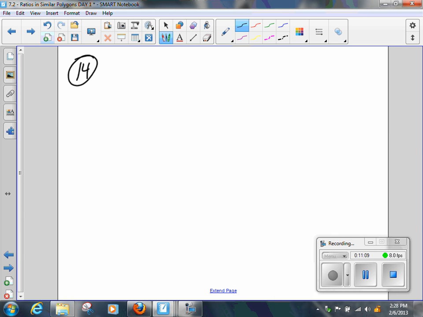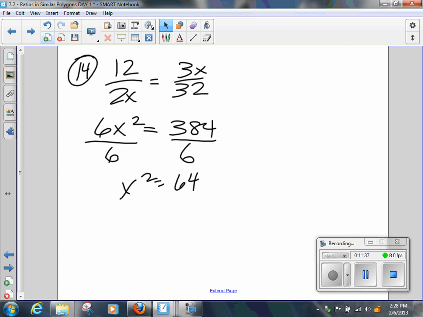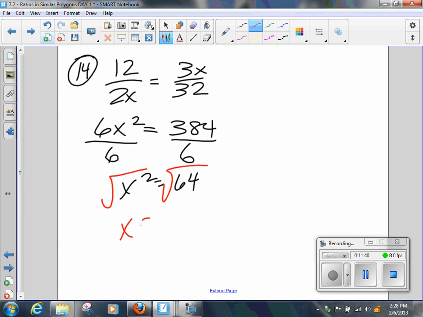Here we go. Number 14. 12 over 2x is equal to 3x over 32. Okay, let's cross multiply. 2x times 3x is 6x squared. 12 times 32 is something big. 384, thank you. And then I'm going to divide both sides by 6 because I'm trying to get my variable by itself. 64, take the square root of both sides. X is equal to plus or minus 8. This is not the problem we should be missing. That one's the one we ought to be getting right.